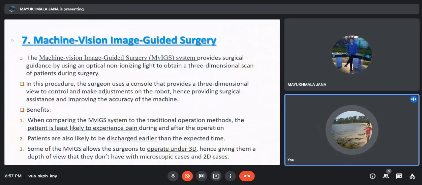Machine vision image-guided surgery gives the surgeons a 3D scan of patients during surgery. The medical practitioners can control and adjust the robot, hence obtaining surgical assistance and improving the accuracy. Surgeons also get a depth view that is not provided in a microscopic scan or 2D scan. Thus, it ensures that patients experience the least pain and are also likely to be discharged early.